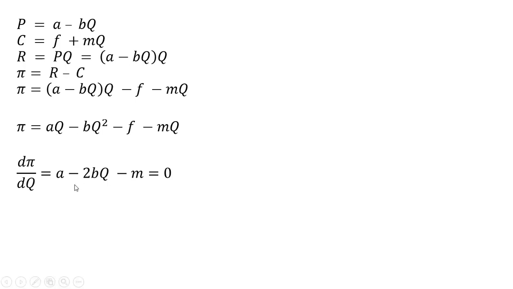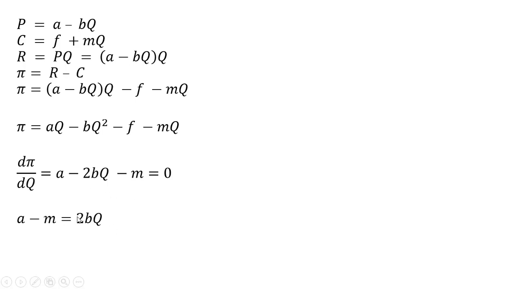So the derivative of A times Q is A. The derivative of minus BQ squared, bring down the 2 in front, we get minus 2B times Q. What happened to this exponent? The rules of derivatives say we're going to subtract 1 from it, leaving us with just Q raised to the power of 1. The derivative of minus F is 0, and the derivative of minus MQ is just minus M, and that equals 0. We're going to solve this for Q.